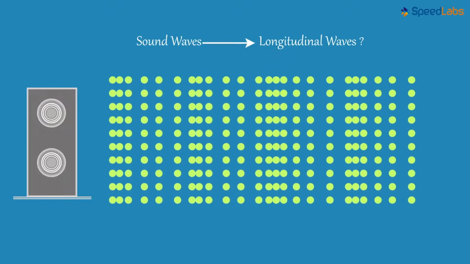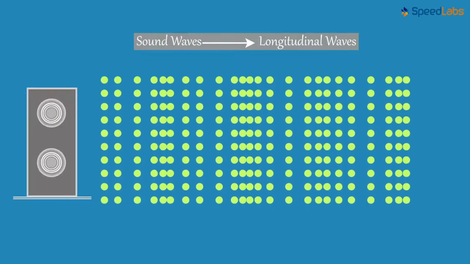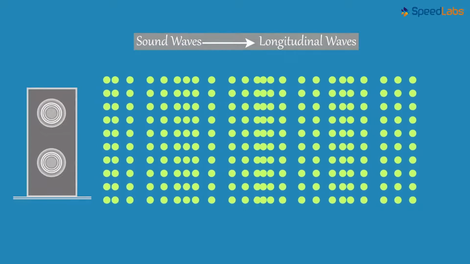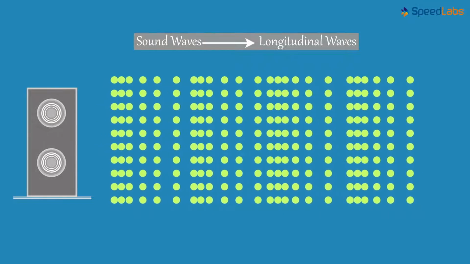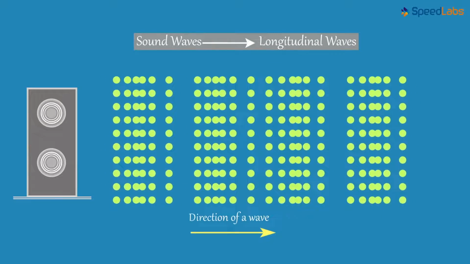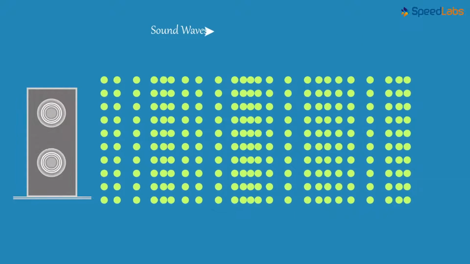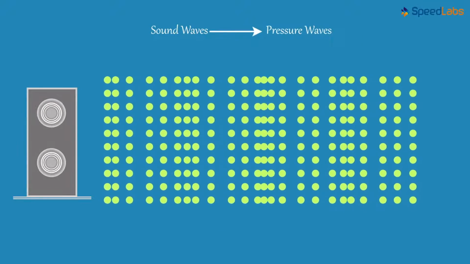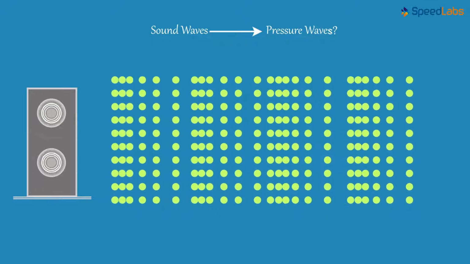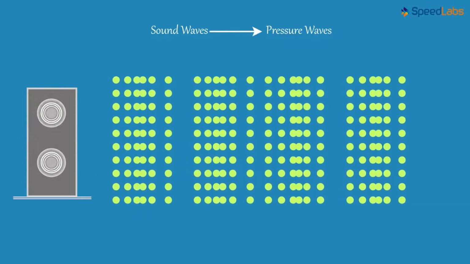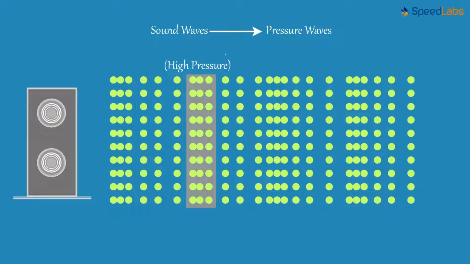Yes, sound waves are indeed longitudinal waves. We see in this example that the particles of the medium are vibrating in the direction of propagation of wave. Sound waves are also called pressure waves. Can you tell me why? It is because the sound wave consists of the repeating pattern of high pressure regions called compressions and low pressure regions called rarefactions through the medium.